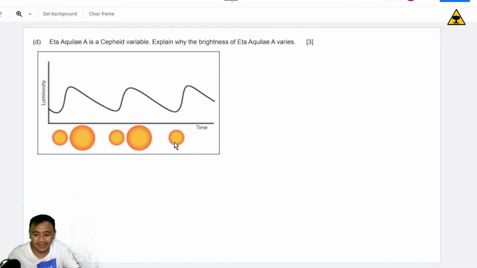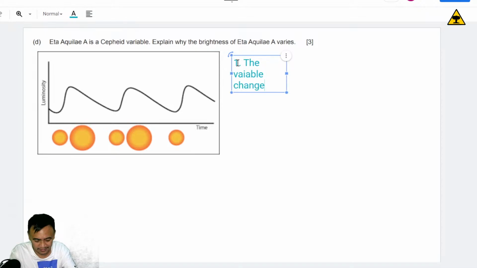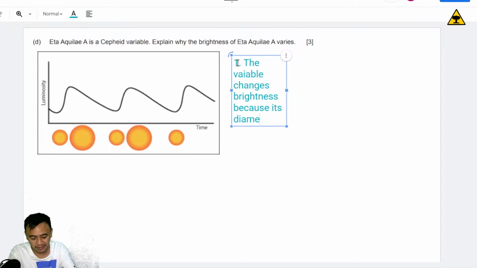How do you get your 3 marks? Because of the period. The period is 1 mark. You need 3 things, right? Don't worry, I'll tell you now. 1, the period. The variable changes brightness because its diameter changes, varies with time.